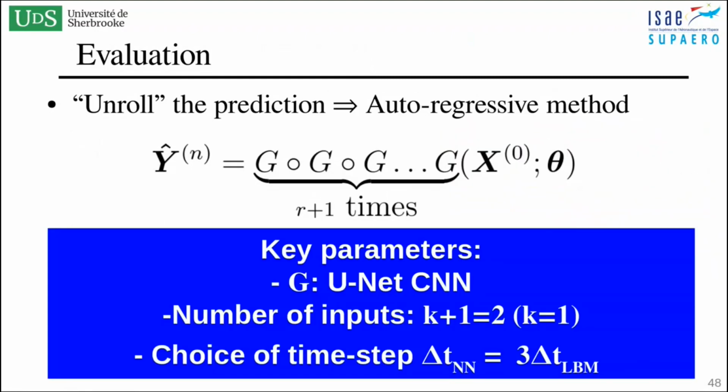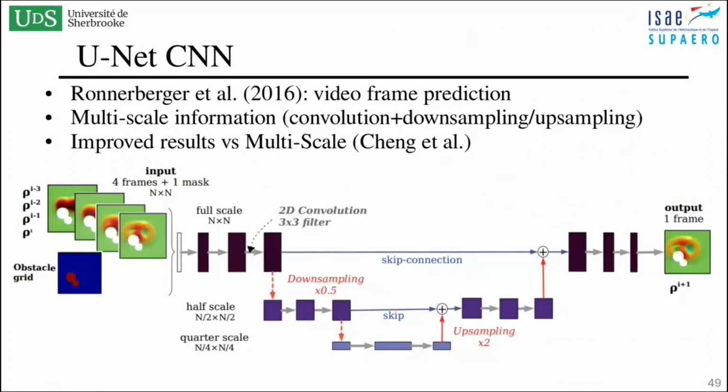Then again, we are unrolling the trained neural network, and here we are going to parameterize this a little bit differently than before. In particular, the G, the neural network, will be chosen as a U-Net CNN, which we'll detail later. The number of inputs here is equal to 1, and the time step found is the same as before, 3 times the time step of the lattice-Boltzmann database.